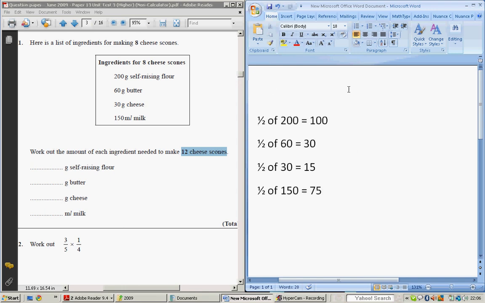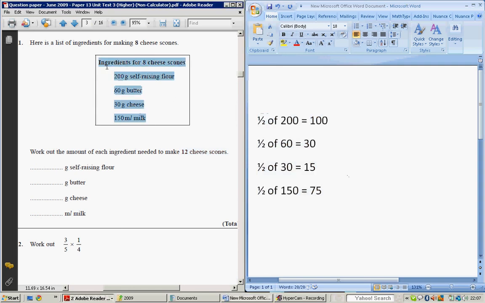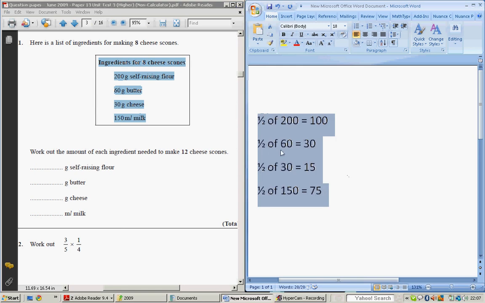Okay, so what we have here is now how much you would make for 4 cheese scones. What we have up here in the question is the ingredients for 8 cheese scones. Half of 8 is 4, so we've halved everything. So that's given me for 4. And now I'm going to times these quantities by 3 to give me the amount for 12 cheese scones, because 4 times 3 equals 12. Okay, let's start with 100.